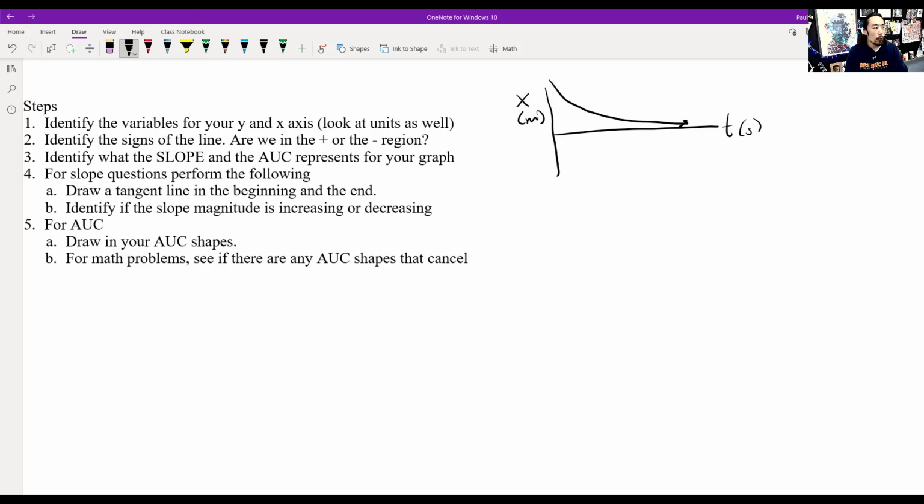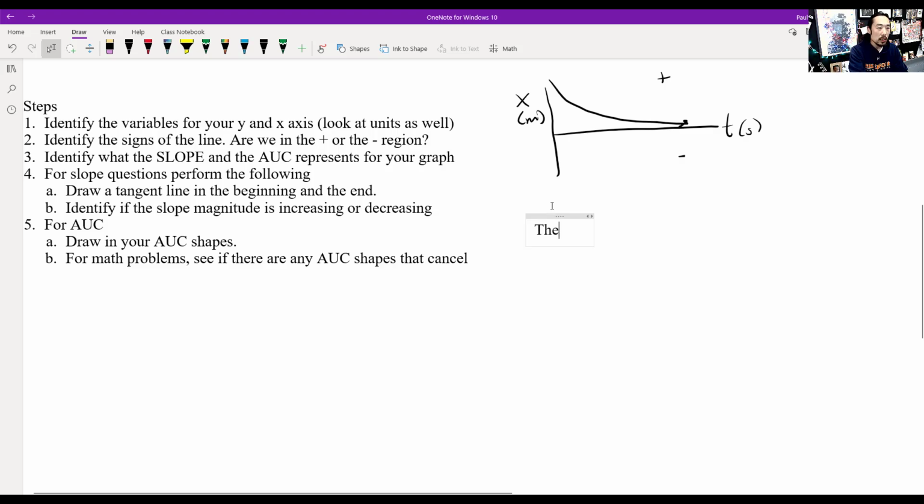So step 2, we're looking at the positive and the negative regions. Because we're in quadrant 1, this is all positive up here, and down here this is all negative. But because the line is mainly in the positive region, we're going to say we're in the positive region. So what this means is that the object's position only remained in the positive position. Okay, so if this were like a FRQ and we had to write stuff out, we could even include that, and so I'll do that down here.